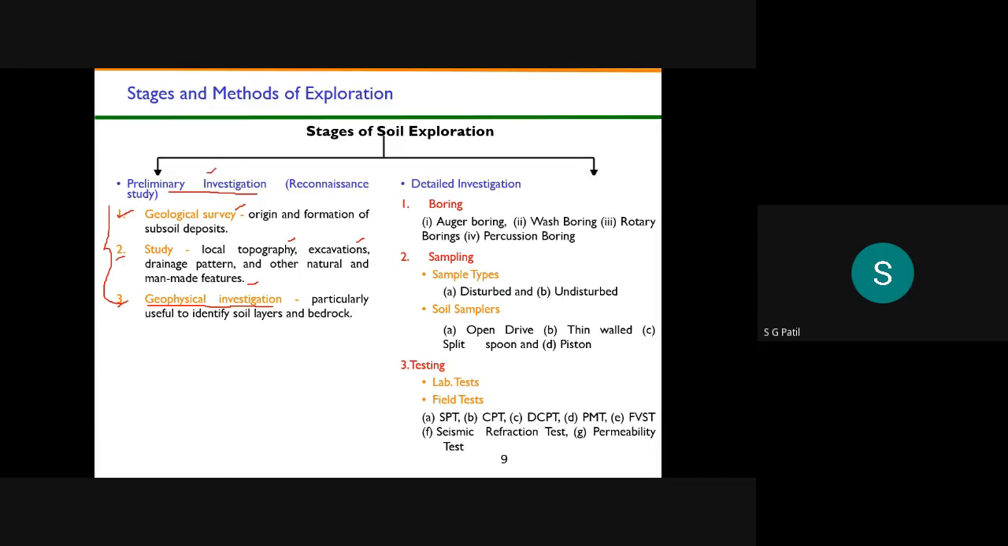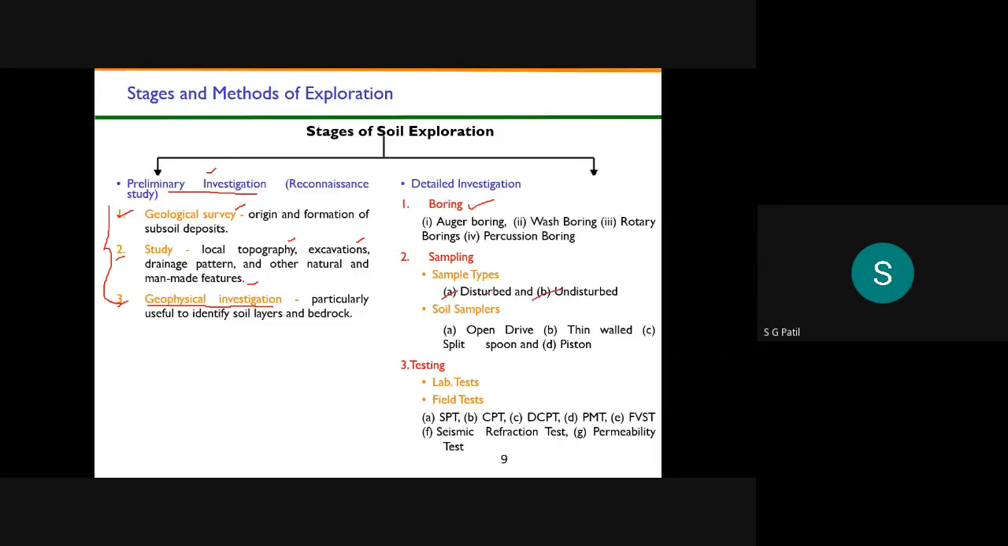Now in the detailed investigation, what are the things you can do? First thing, you can drill or do some borings. Once you drill the borehole, you can collect the samples. What are the different types of samples available? One is the disturbed sample, another one is the undisturbed sample. Two types of samples we will collect during site investigation.